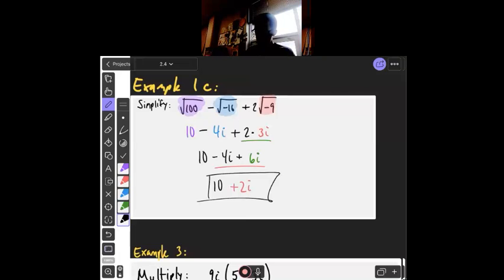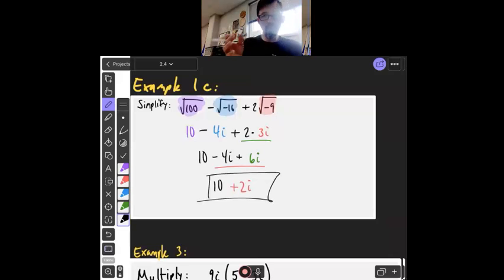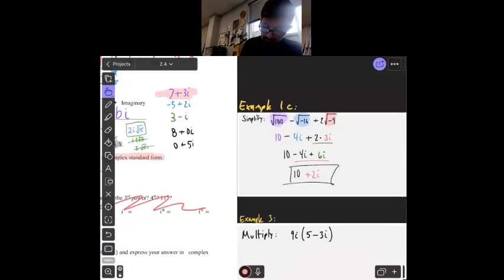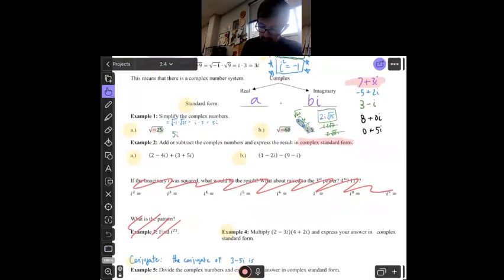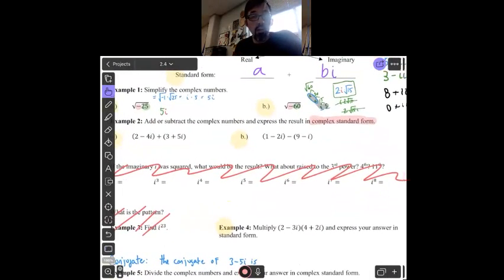Does that sit okay with you guys? From what I saw, there weren't any where you had to do the square root of 60 or anything like that. It was all nice perfect squares you need to deal with. So it should be pretty easy. Adding and subtracting complex numbers should be really straightforward. It's just combining like terms. Don't make it any harder than that.